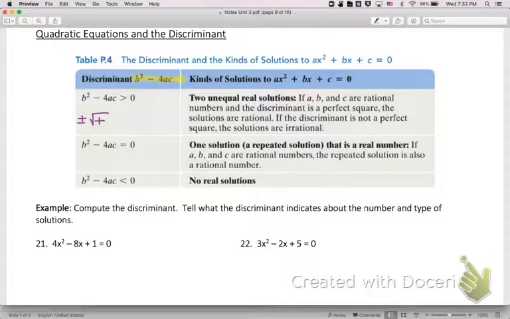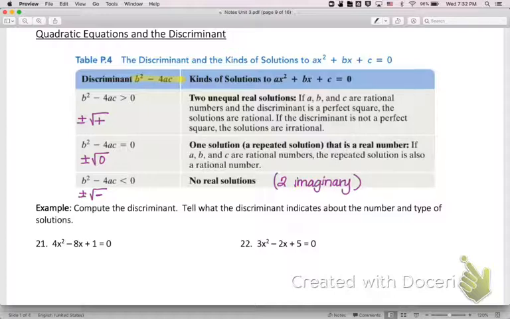That's 2 unequal real solutions. If b squared minus 4ac is equal to 0, that means we're doing plus or minus the square root of 0. Well, plus or minus 0 is still just 0. So you only get one solution if that is the case. And if you get plus or minus the square root of a negative number, well, we can't square root a negative and get a real number. So you end up with no real solutions. What happens there is that instead we get 2 imaginary solutions, and we're not going to be looking at imaginaries just quite yet. So no real solutions is going to be the answer that you are looking for.